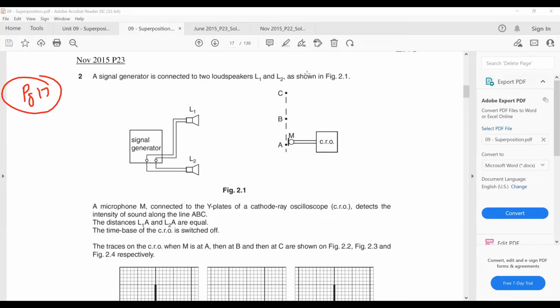This one also has something to do with the CRO later. You have a signal generator that is connected to two loudspeakers, L1 and L2, as shown in figure 2.1. A microphone M connected to the Y plate of your CRO detects the intensity of sound along the line ABC. The distances L1A and L2A are equal. The time base of the CRO is switched off. The traces on the CRO when M is at A, then at B, and at C are shown in figures 2.2, 2.3, and 2.4, respectively.